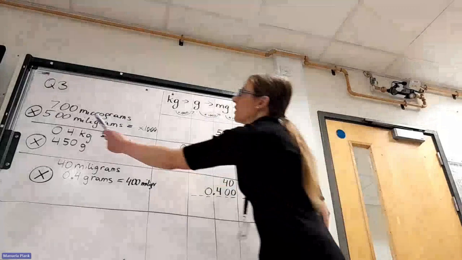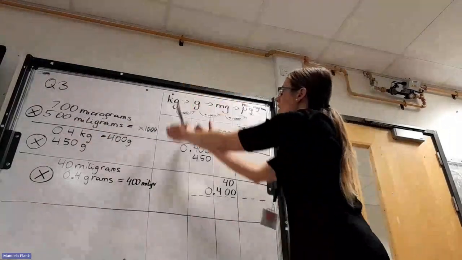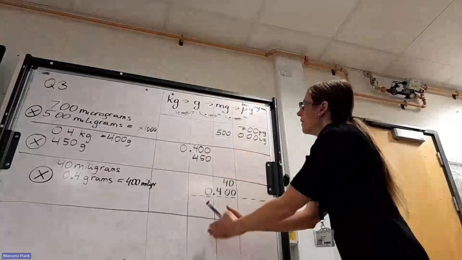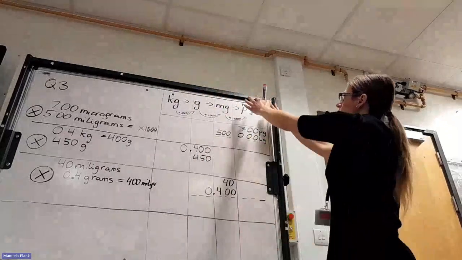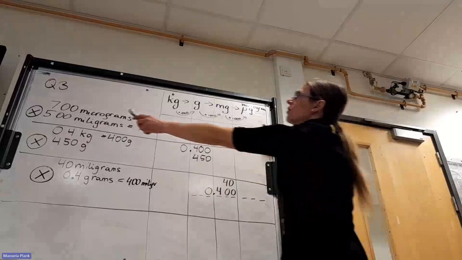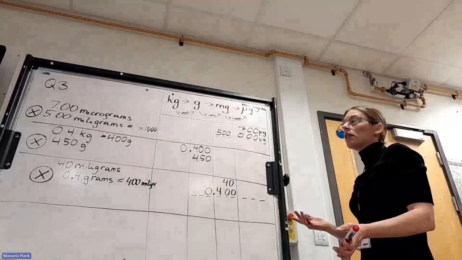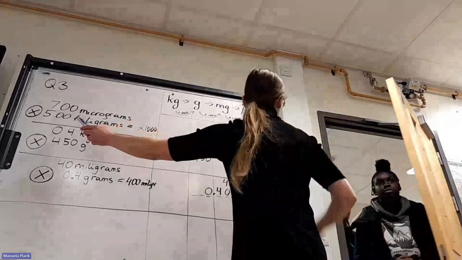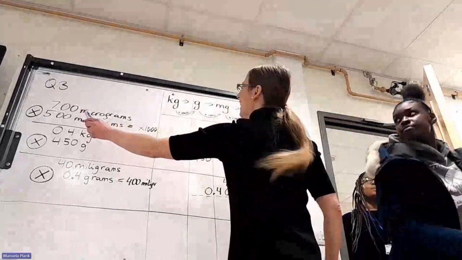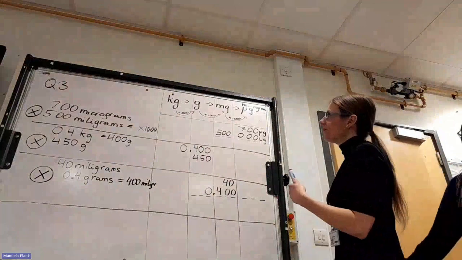We start off with 700 micrograms. So we look up, this is kilogram, this is gram, this is milligram, and here we've got microgram. So we put the 700 into the microgram section. We don't need to do anything else here. We want to know if 500 milligrams is bigger than micrograms.